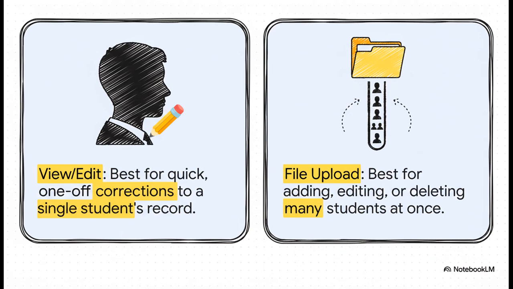So, TIDE gives you two main ways to handle your student records. Let's say you just need to fix a quick typo in a student's name, or maybe update a single accommodation. For that, the View/Edit Individually option is your best friend. It's fast, it's direct. But what if you're adding a whole new class or updating info for dozens of students at once? That's when the Upload a File method becomes an absolute lifesaver. It is built for those big bulk changes.